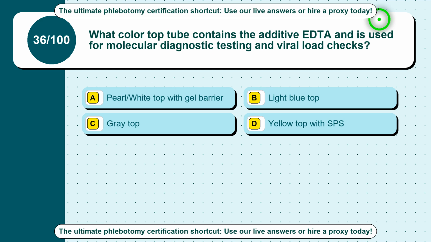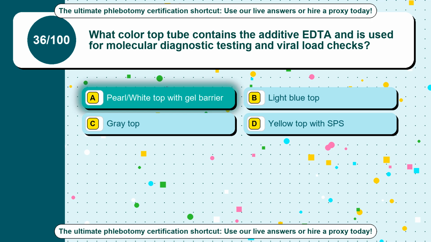Question 36. What color top tube contains the additive EDTA and is used for molecular diagnostic testing and viral load checks? Option A, PAL/white top with gel barrier. Option B, light blue top. Option C, gray top. Option D, yellow top with SPS. The correct answer is option A, PAL/white top with gel barrier.